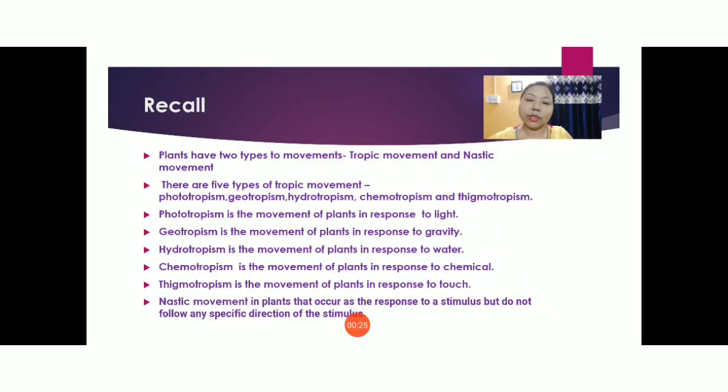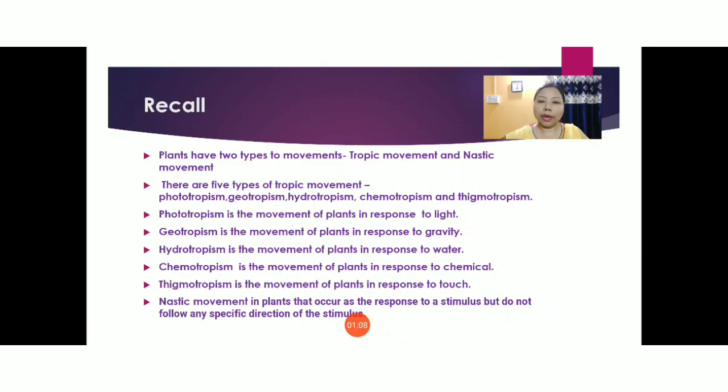So in the previous class we have learned that plants have two types of movements, tropic movement and nastic movement. There are 5 types of tropic movement: phototropism, geotropism, hydrotropism, chemotropism and thigmotropism. Phototropism is the movement of plants in response to light. Geotropism is the movement of plants in response to gravity. Hydrotropism is movement of plant in response to water. Chemotropism is the movement of plant in response to chemical, and thigmotropism is the movement of plant in response to touch.